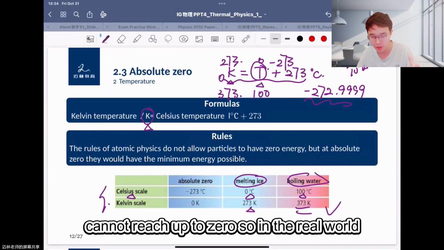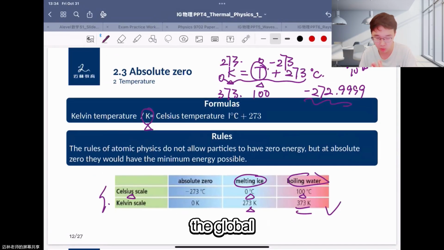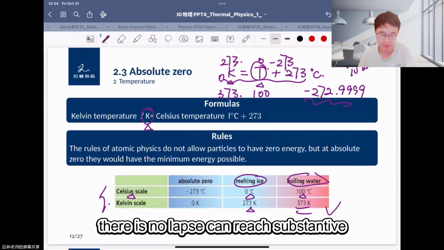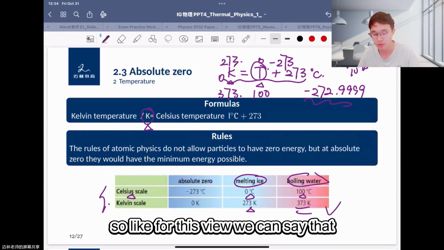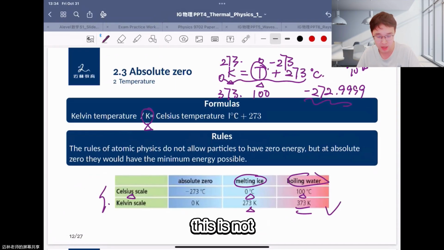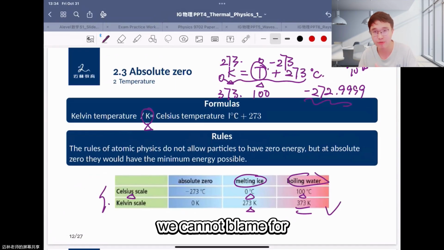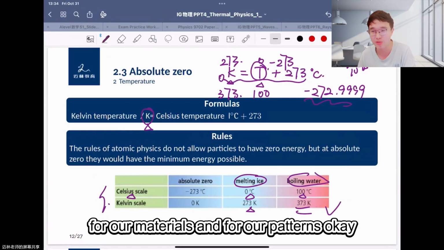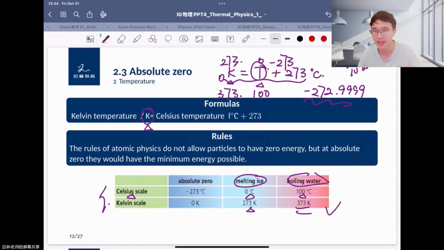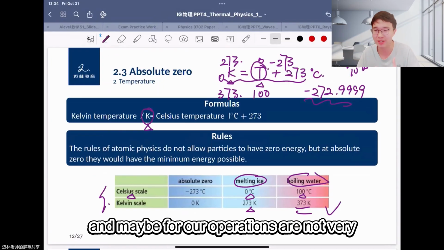So in the real world, from a global view, no lab can reach the temperature of absolute zero. We can only get very close to it. So we cannot blame the definition of absolute zero, but we have to blame our materials and our patterns, and maybe our operations are not very accurate.